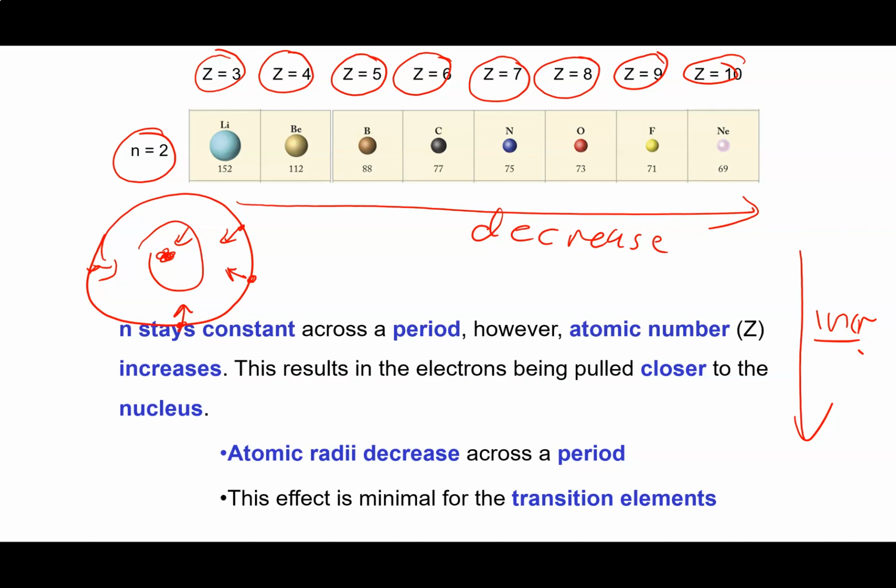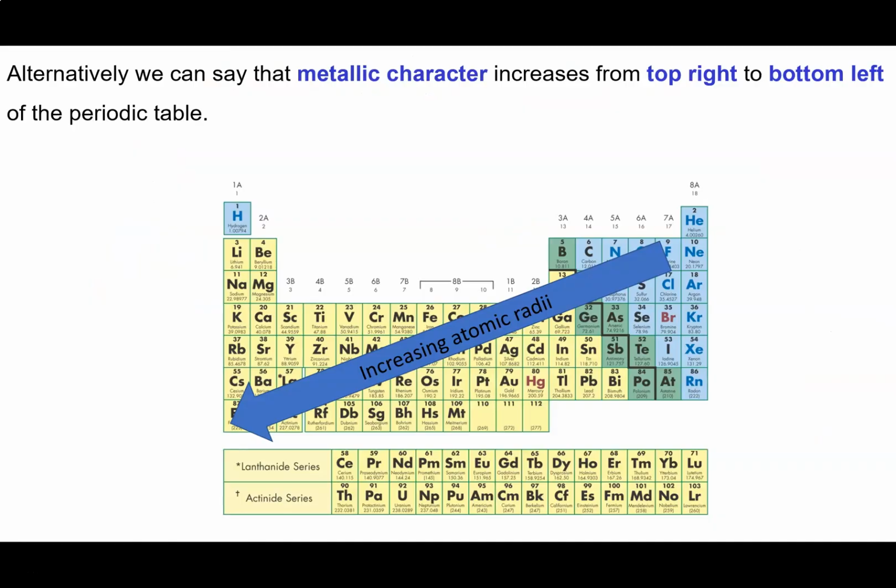Now I should point out that the trend as we move across, this decrease in size, is kind of modest. Right? You can see that here. These numbers are in what we call picometers. It's not that big an effect. And as we move across the elements in the d block, the transition elements, you barely see it at all. Okay, so it's a more modest effect in comparison to going down a group.